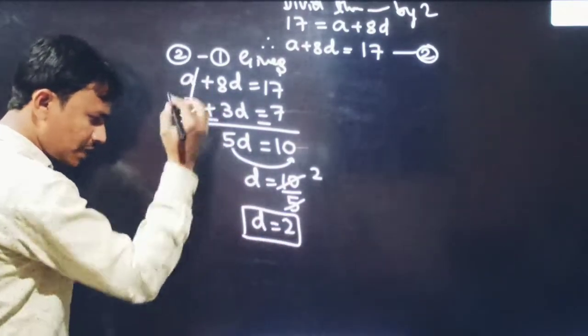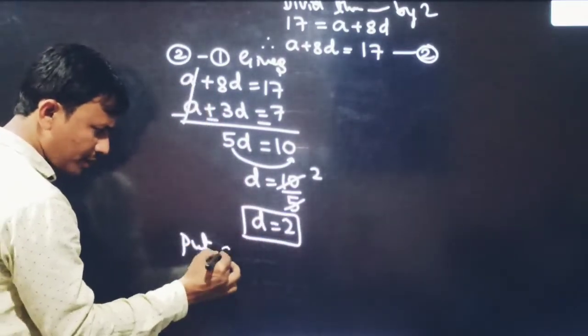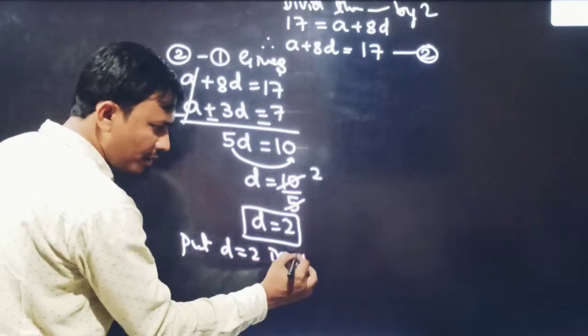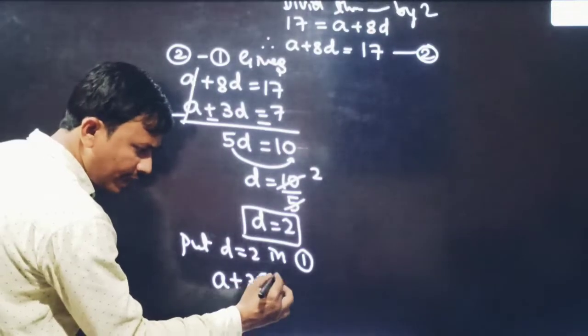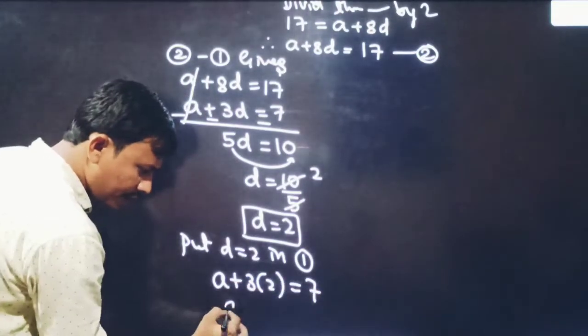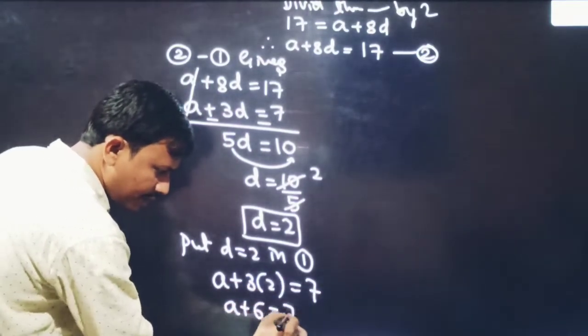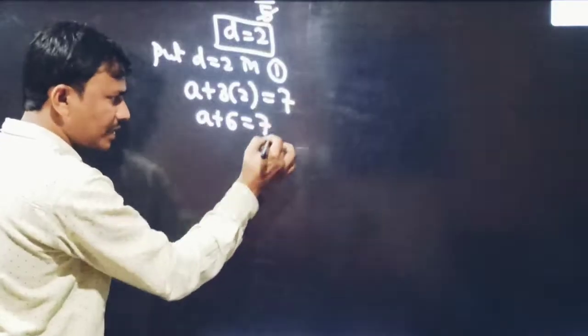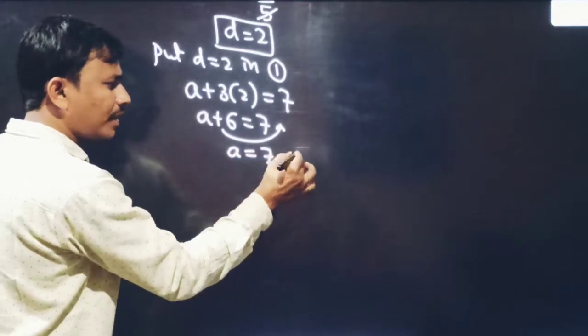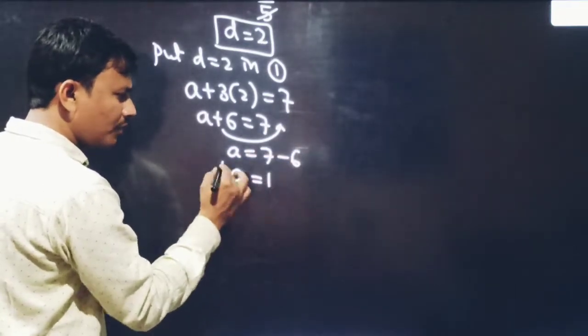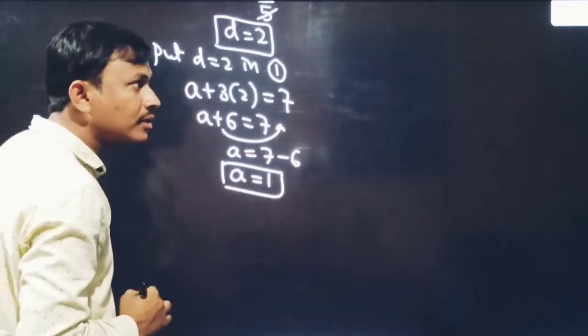Put d value in equation number 1. Put d is equal to 2 in equation number 1. What is equation number 1? a plus 3d is equal to 7. a plus 3 twos are 6 is equal to 7. Plus 6 will become minus 6. a is equal to 7 minus 6. a is equal to 1. We got a value. We got d value.